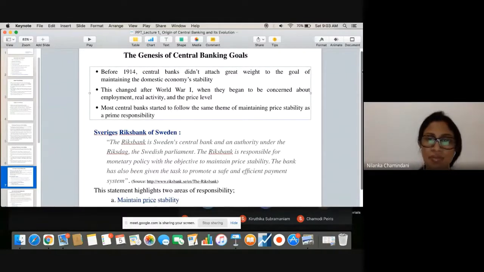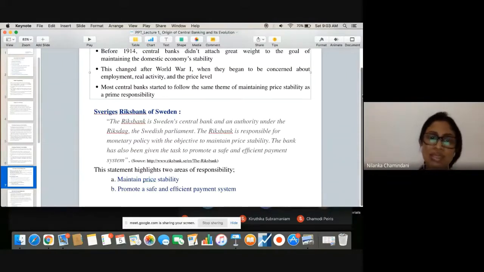Okay, here I have taken some examples, particularly some important or leading central banks around the world at that time, to see what their key responsibilities were. Here the Riksbank of Sweden is Sweden's central bank and an authority under the Riksdag, the parliament. You can see that the central bank of Sweden is under the authority of the parliament, right? The Riksbank is responsible for monetary policy with the objective to maintain price stability.